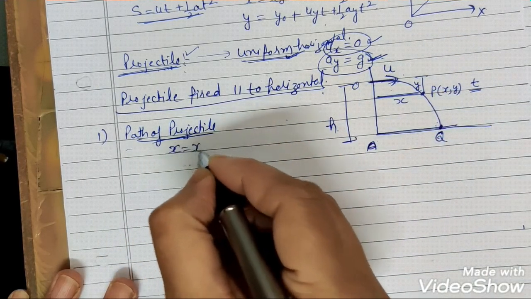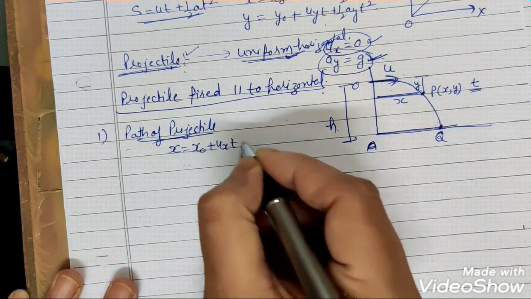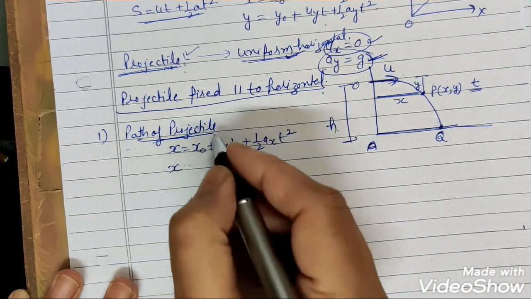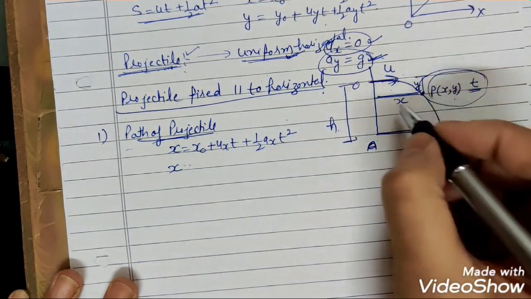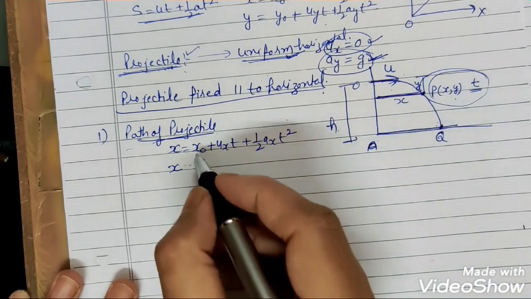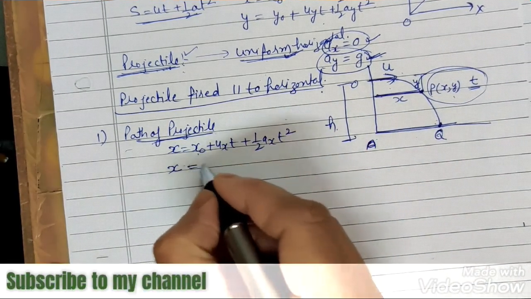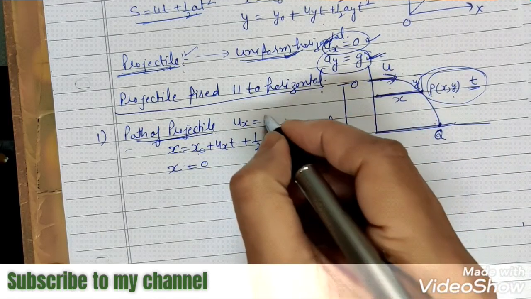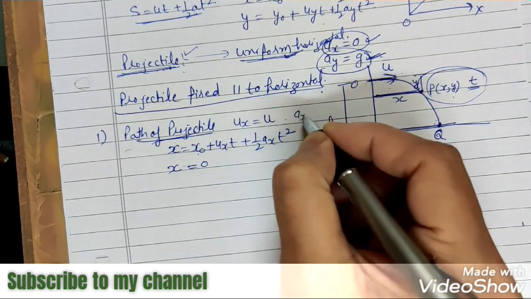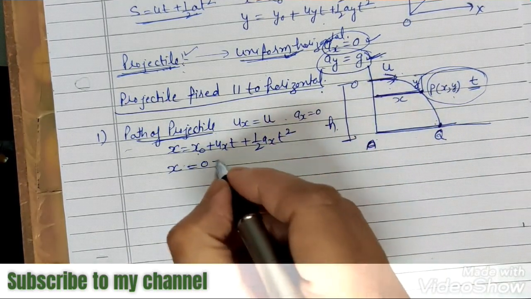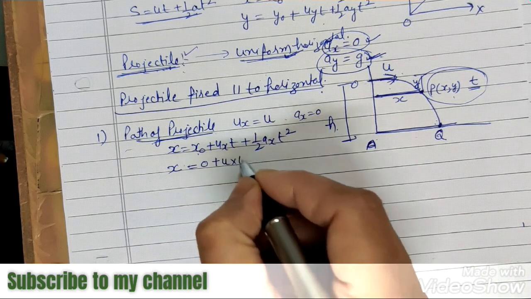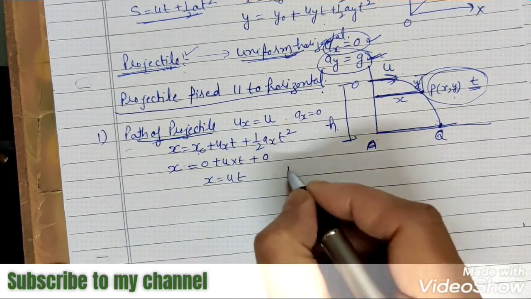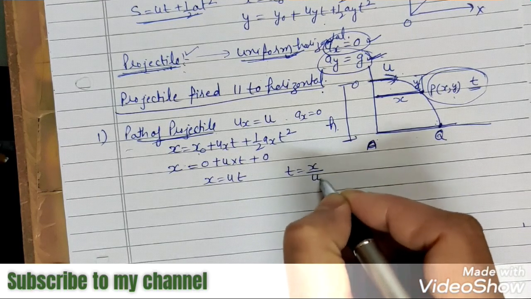Horizontally, x = x0 + uxt + half axt square. This is x, considering time t, so the displacement is x. Initially there is no displacement, so x0 is 0. The horizontal velocity is u, which remains constant during the whole motion, so ax is 0. So x = ut, or t = x upon u.